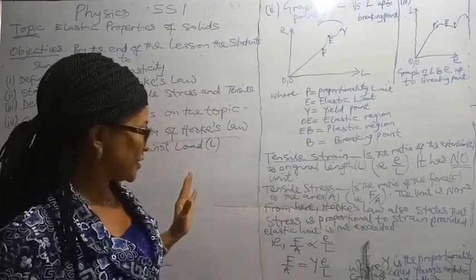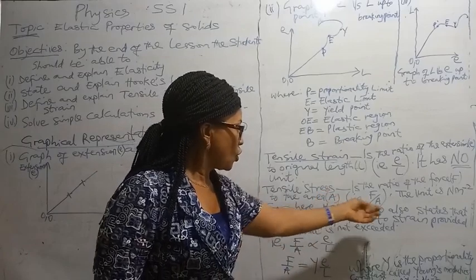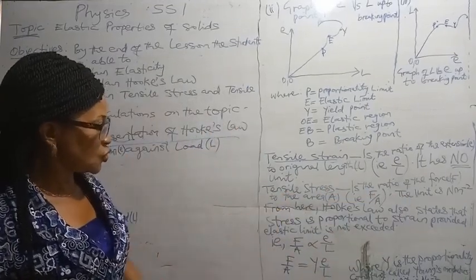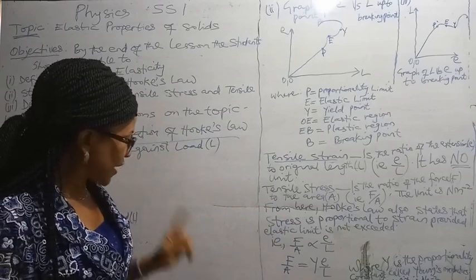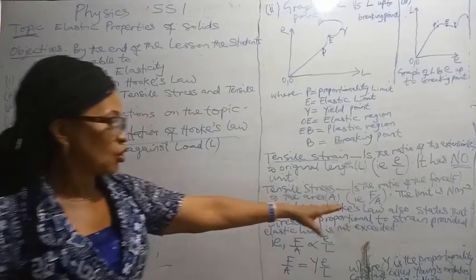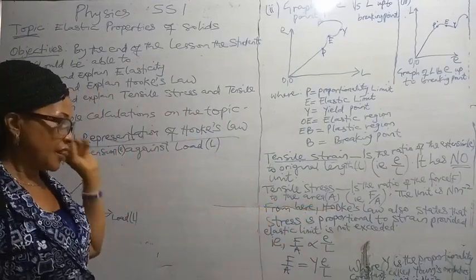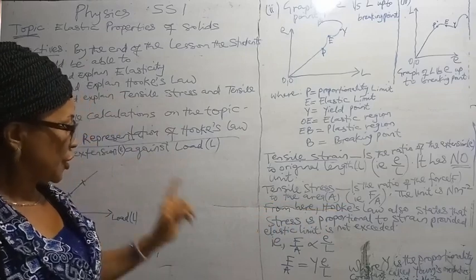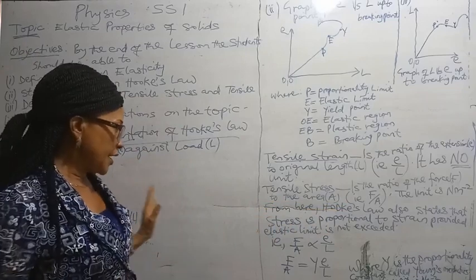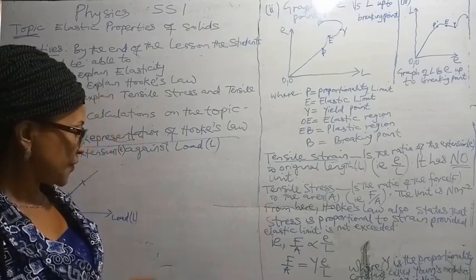It is the same thing. So from here, it says Hooke's law also states that stress is proportional to strain, provided the elastic limit is not exceeded. That is the condition. Even in the first one, there was a condition there. If the elastic limit is not exceeded, this one cannot take place.